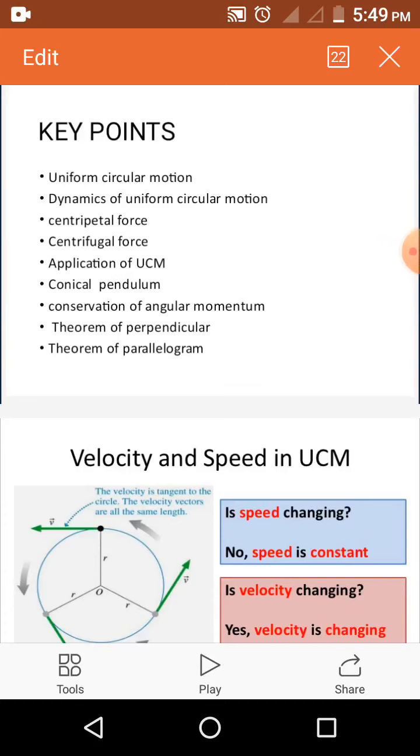First topic, first chapter, rotational dynamics. In this topic, the key points are: uniform circular motion, dynamics of uniform circular motion, centrifugal force, application of UCM, conical pendulum, conservation of angular momentum, then theorem of perpendicular axes and theorem of parallel axes.